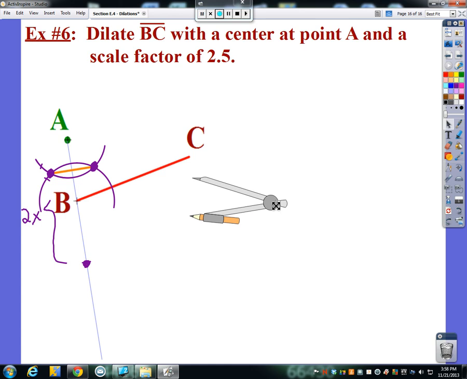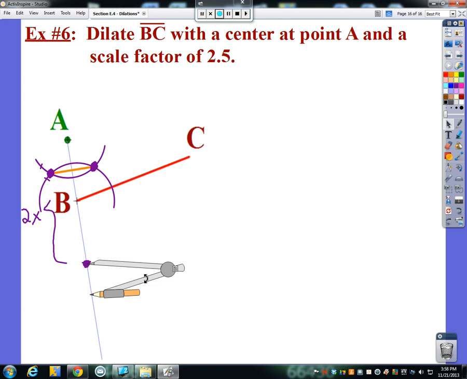Now here's where we're going to get that half factor. So let's do this. Let's put stabby end back on A, and let's set now our compass to that halfway point right there. So now that's half the distance from A to B. So now we take our compass, we come back down here where we left off at our 2 times factor.